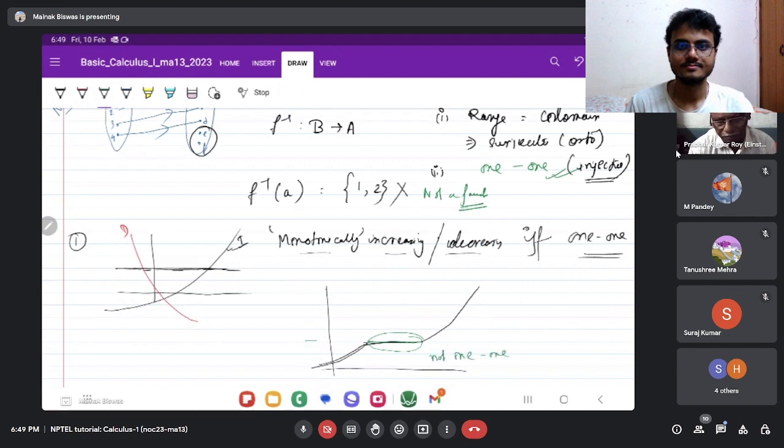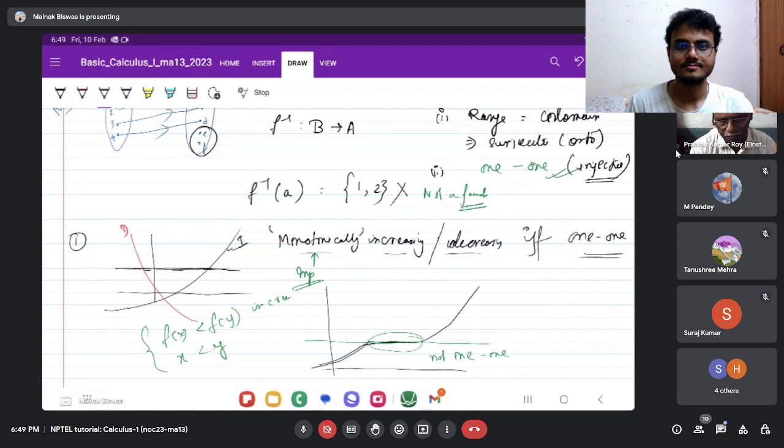You can see the horizontal line test. So this is an important word. Monotonically increasing means f of x is greater than f of y if x is greater than y, for increasing. That is, f of y is greater than f of x if y is greater than x, right?